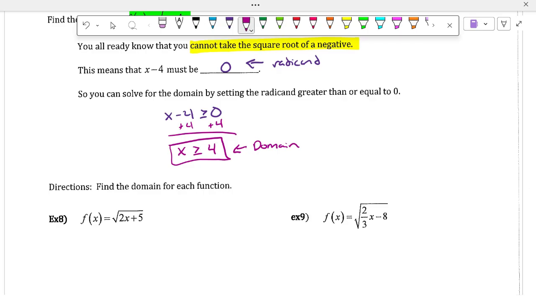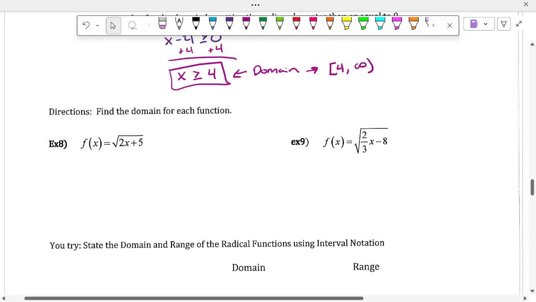Now, what is that in terms of interval notation? What is x is greater than or equal to 4 in interval notation? Good. Bracket 4 to infinity. So remember, you can write it either way. So let's do some examples where we're just finding the domain.